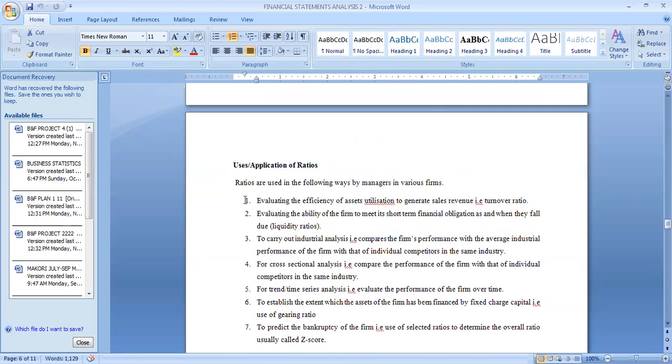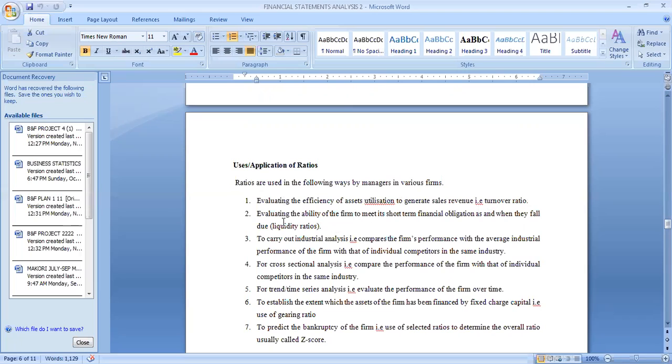So why should we compute the ratios? Why is it important for any business organization to compute the ratios? Number one is to evaluate the efficiency of assets to generate sales. How efficiently are we using our fixed assets to generate the sales revenue? That one can be known through the computation of the ratio, and a good example of that ratio is the ratio we normally call the turnover ratios.